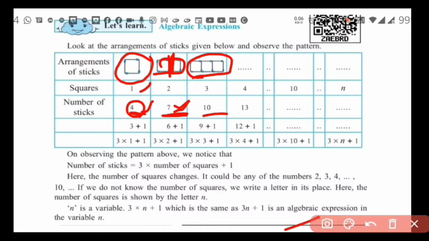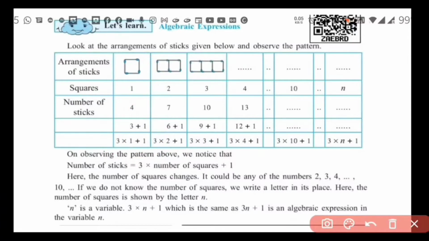So that can be written in equation form or expression form like this. Here 4 sticks means 3 plus 1, 7 sticks means 6 plus 1, 10 sticks means 9 plus 1, 13 sticks means 12 plus 1, and again this can be written as 3 into 1 plus 1. 3 into 2 plus 1, 6 means 3 twos are 6, plus 1, keep it as it is. So every time this 3 is constant and plus 1 is constant.